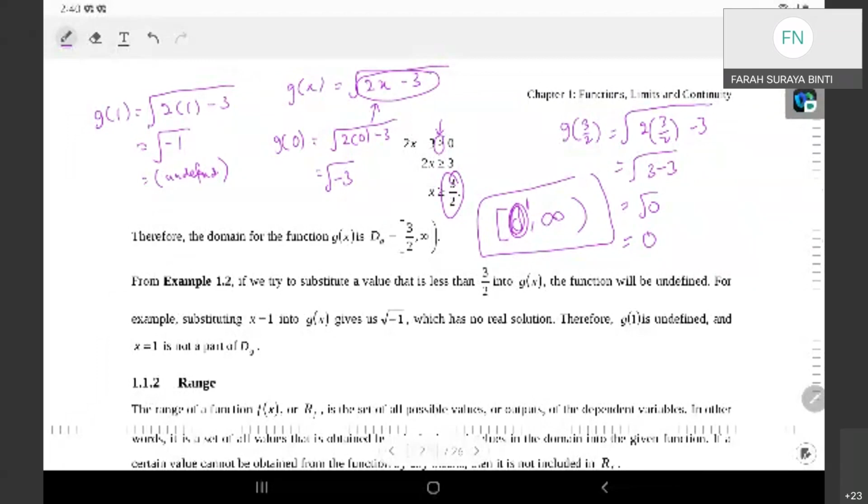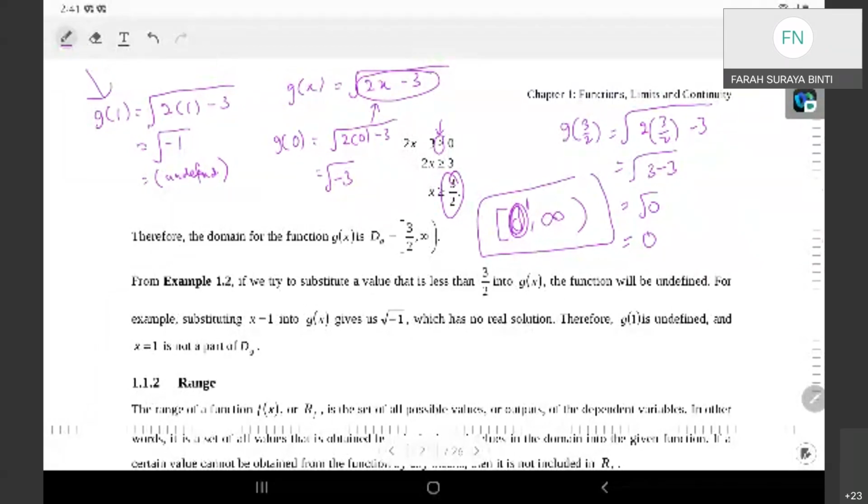Okay, yang saya cakap tu dia dah explain kat bawah ni. From example 1.2, if we try to substitute a value that is less than 3 over 2 into that function, the function will be undefined. For example, if you substitute x equal to 1, macam ni tadi saya substitute x equal to 1 into that function, so we'll have square root negative 1, which has no real solution.